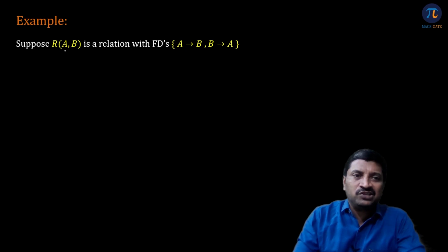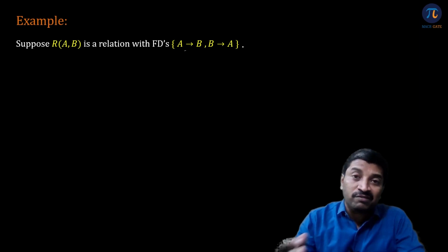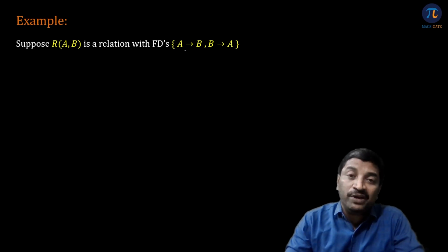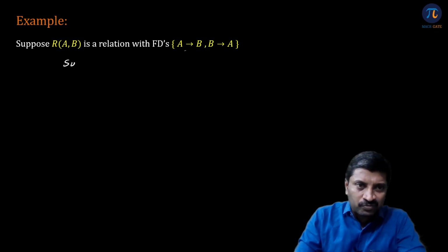Let us consider one example. Suppose I have a relation with attributes A, B with functional dependencies A implies B and B implies A. So the total number of possible functional dependencies is 16. But out of those, how many are valid and how many do not hold on the relation? Now let us try to do it. So for that, first let us list out the subsets of the attribute set.